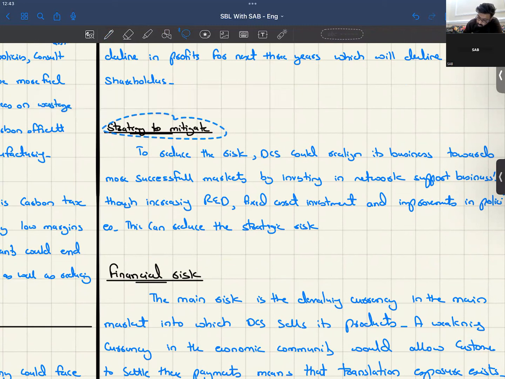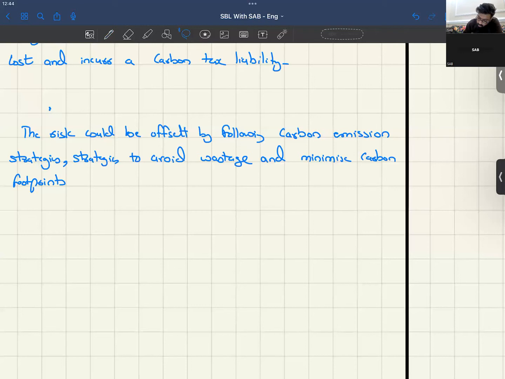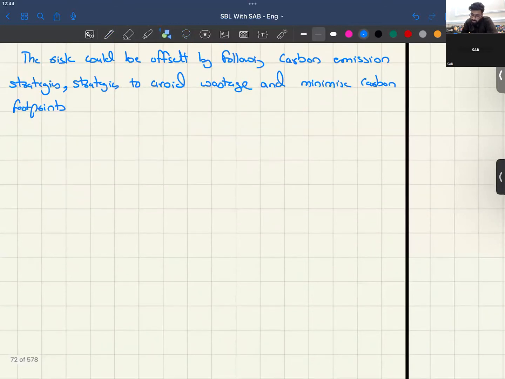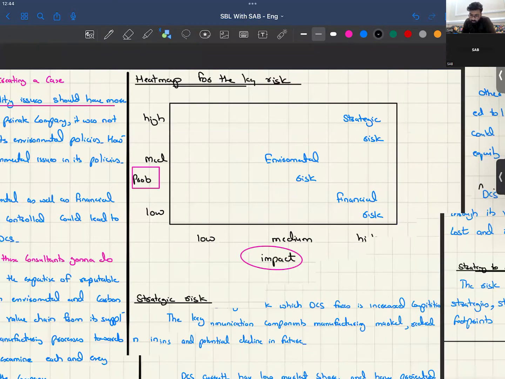So I hope you guys got a better idea of the risk portion also, right? That if the risk portion is being asked, how we can tackle that. And now in this question, we also learned the heat map also, right? Are there any questions till now?